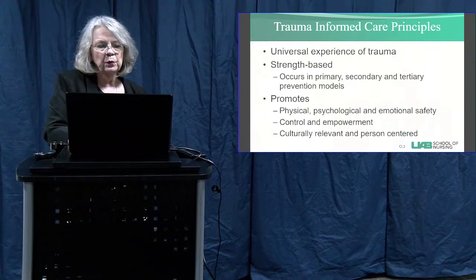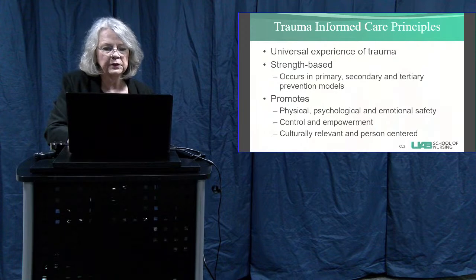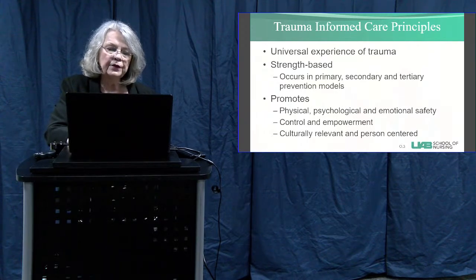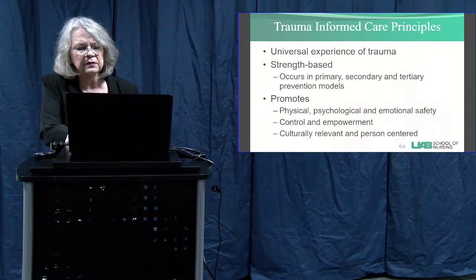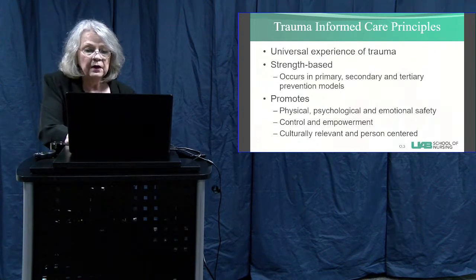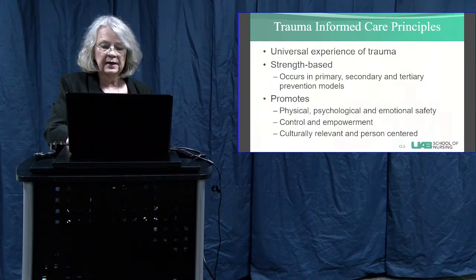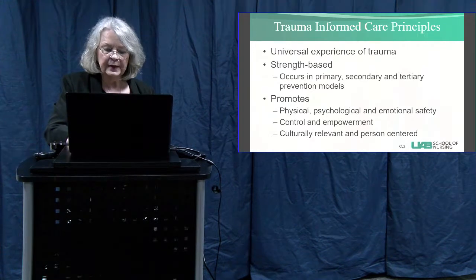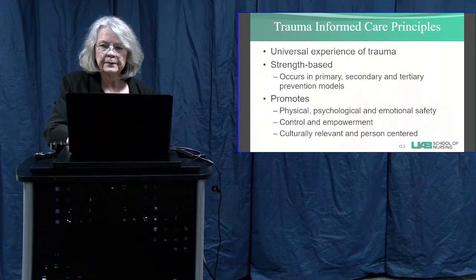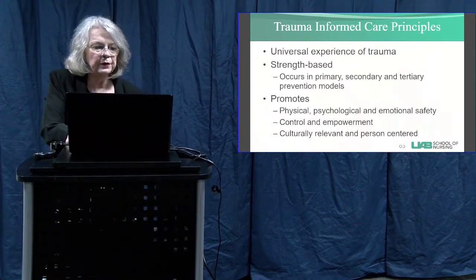And it's important that we address it from a strengths-based approach in the primary, secondary, and tertiary prevention models. Because what we know from the research is that it promotes the physical, psychological, and emotional safety of that patient and gives them back the power that's been taken away, so that they can make decisions that are in their best interest, because they know their culture, they know their family's responses, they know that they can make a decision about themselves better than we can.